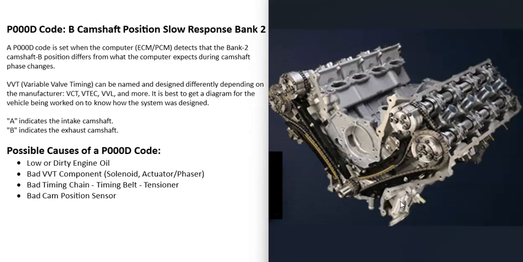And when the engine has dual overhead cams, there's going to be 2 cams on each bank of the engine. Camshaft-A is going to be on the intake side, and camshaft-B is going to be on the exhaust side. So when you get this P000D code, locate the bank 2 side of the engine, and the camshaft closest to the exhaust is going to be the one the computer's seeing a problem with.